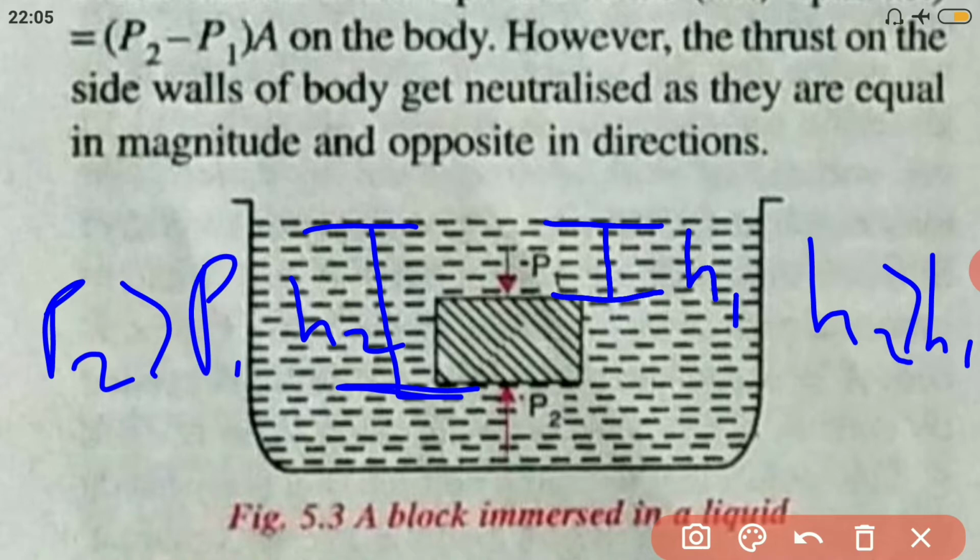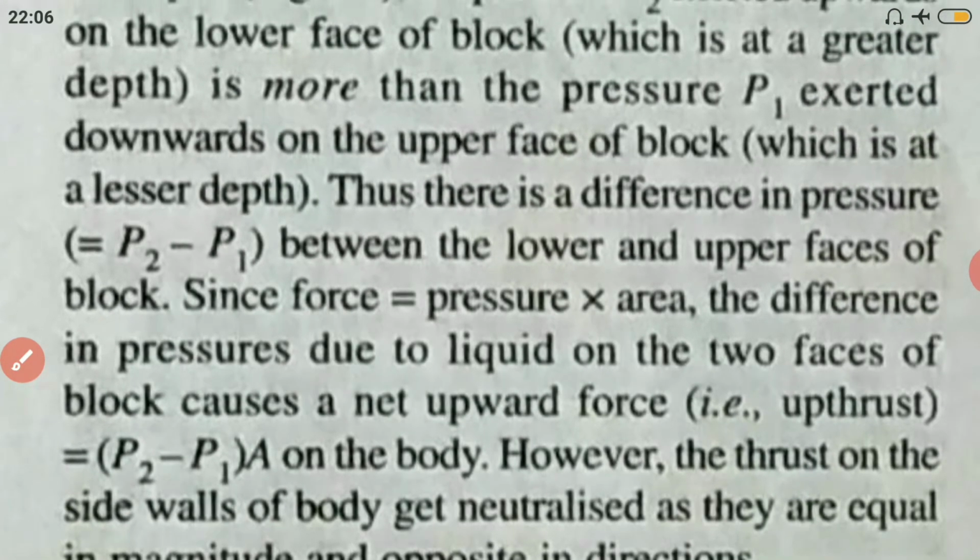Since H2 is greater than H1, this pressure P2 should also be larger than pressure P1, because as you all know, as the object goes deeper in the liquid, the pressure felt by the object is more. So here you can see the lower face is facing more pressure than the upper face of the object. I hope you understood till here. Now there is a difference of pressure, which will be P2 minus P1. I hope you have understood till here.